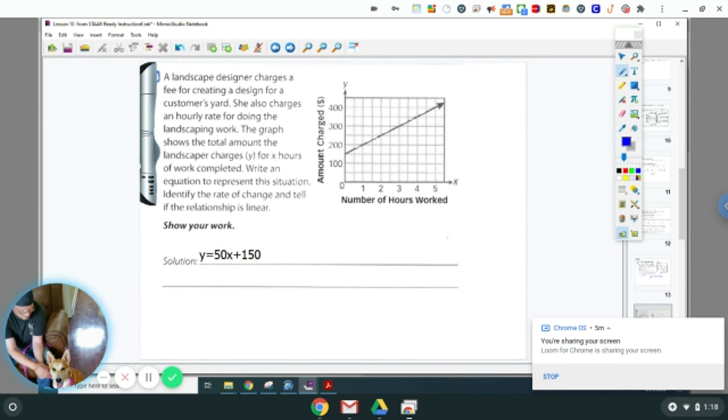So this one is a landscaping problem, and you need to write the equation. So you look at your starting spot. He starts at 150, and then at 1, he gets to 200. And then at 2, it's at 250. So each hour he works, he makes an additional $50. So he charges $150 to start with, and then an additional $50 per hour. And that is what we're basically talking about. It's just a really quick introduction of the formula y equals mx plus b. We'll get more into what the m and the b are. Okay? Thanks, guys.